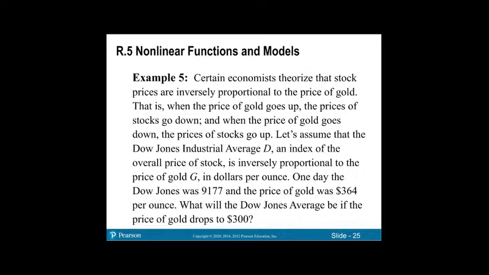Let's assume that the Dow Jones Industrial Average D, an index of the overall price of stock, is inversely proportional to the price of gold G in dollars per ounce. One day the Dow Jones was 91.77, and the price of gold was $364 per ounce. What will the Dow Jones average be if the price of gold drops to $300?